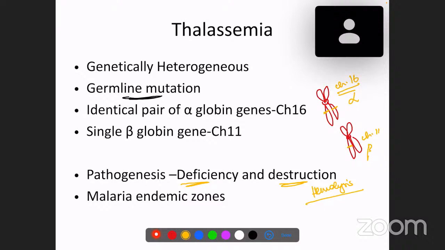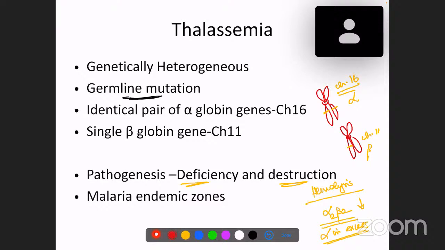So why is there hemolysis? When there is a deficiency of beta, what happens? The adult hemoglobin is alpha 2, beta 2, so you need exactly equal numbers, 2 alpha and 2 beta. What happens when beta is reduced? Then alpha is in excess. This excess will accumulate on the surface of the RBC, causing damage to the RBC membrane. So remember, in thalassemia, pathogenesis is because of deficiency and destruction.